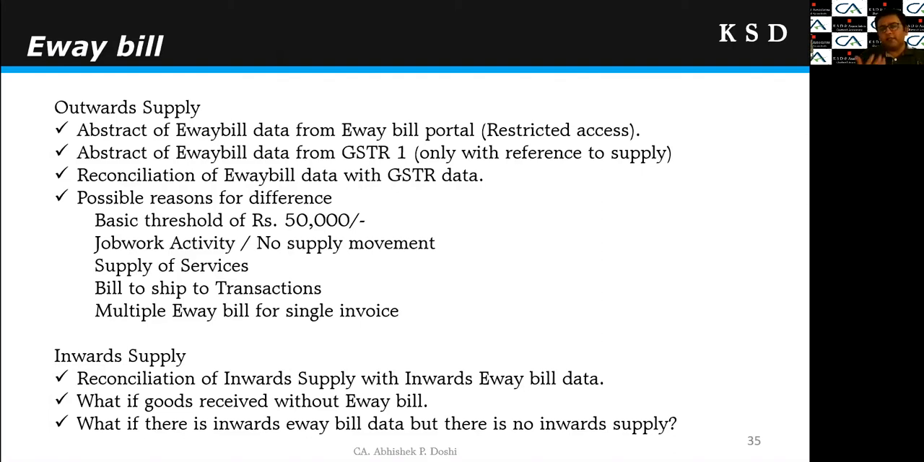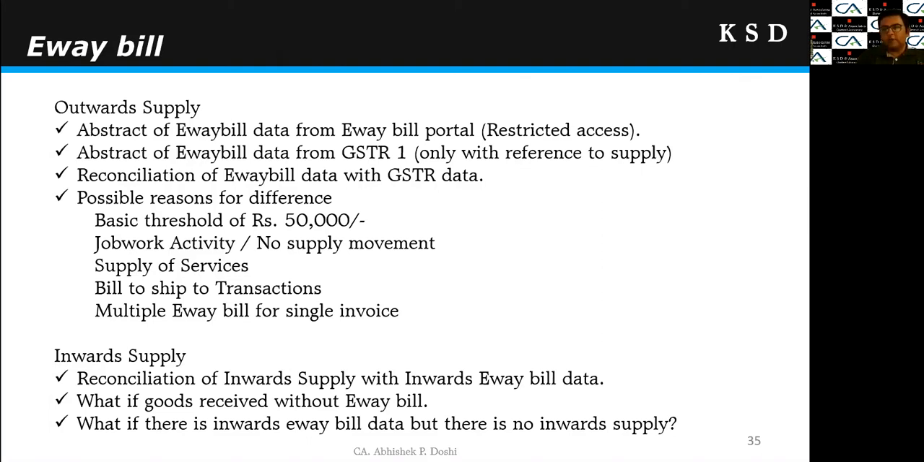Now, after abstracting this EVA bill data, we should reconcile the EVA bill data with the GSTR and books of accounts, right? We need to find out whether for all the transactions for which an EVA bill is required to be issued, it has been properly issued or not, and whether there are any transactions without an EVA bill. And as we all know, there will be many differences between the EVA bill data and the GST data.